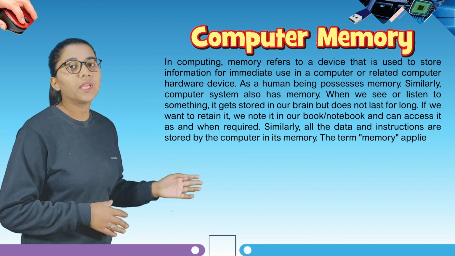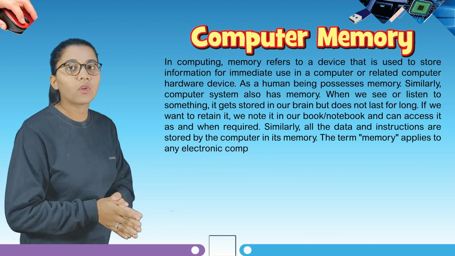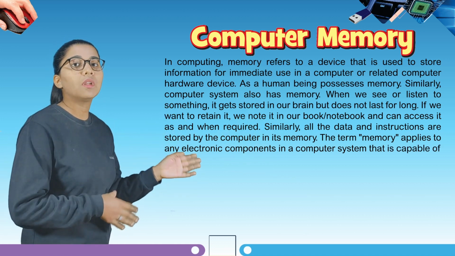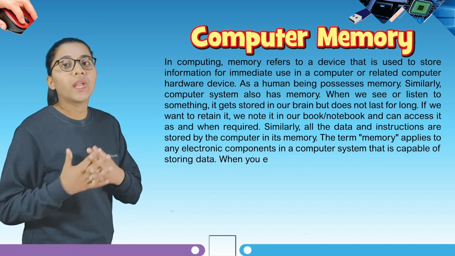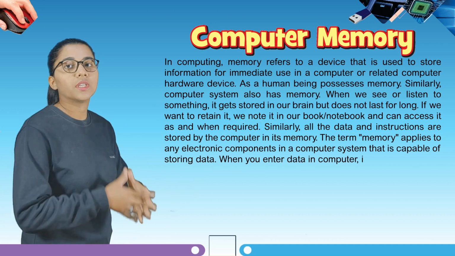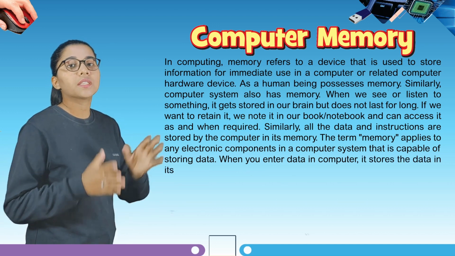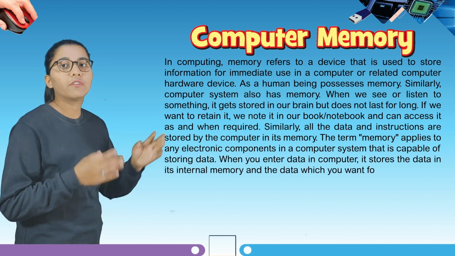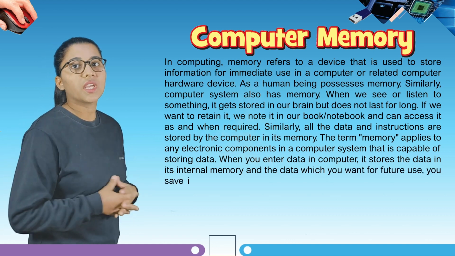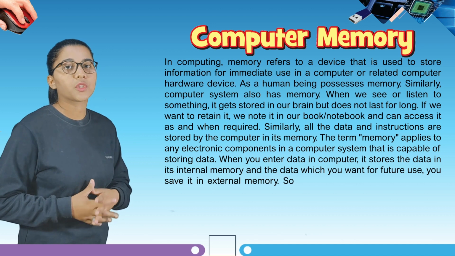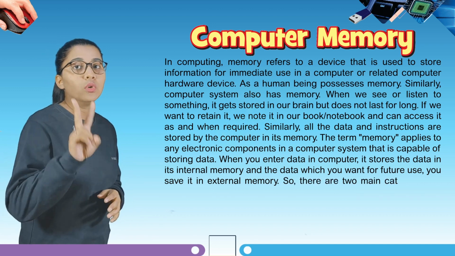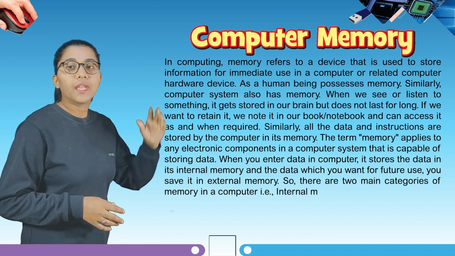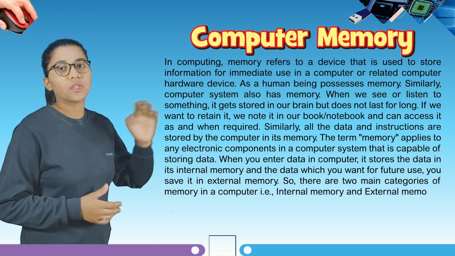The term memory applies to any electronic component in a computer system that is capable of storing data. When you enter data in a computer, it stores the data in its internal memory, and the data which you want for future use, you save it in external memory. So, there are two main categories of memory in a computer. That is internal memory and external memory.